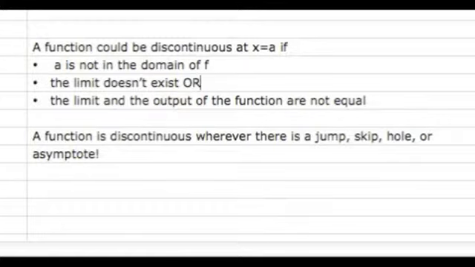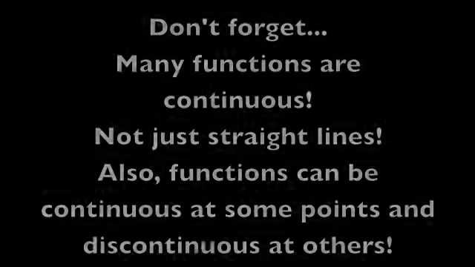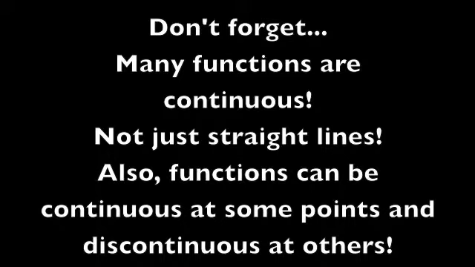A function could be discontinuous at x equals a if a is not in the domain of f, the limit doesn't exist, or the limit and the output of the function are not equal. A function is discontinuous whenever there is a jump, skip, hole, or asymptote. Don't forget, many functions are continuous, not just straight lines. Also, functions can be continuous at some points and discontinuous at others.